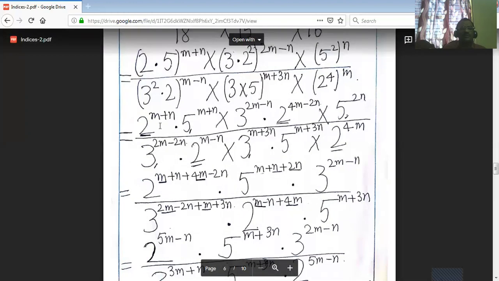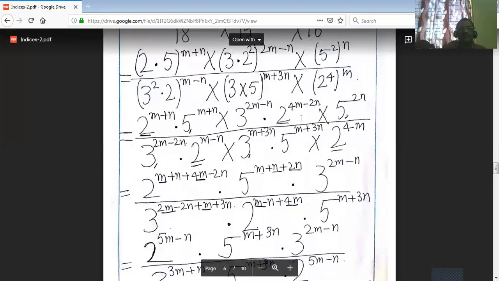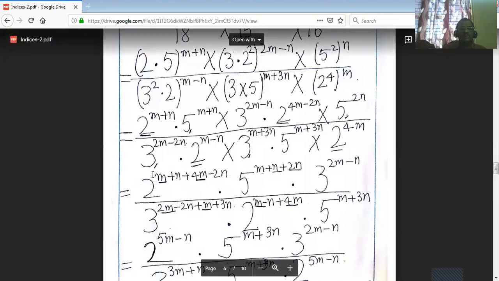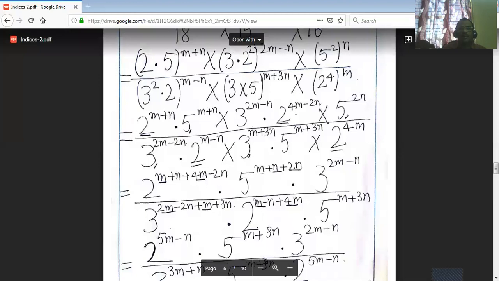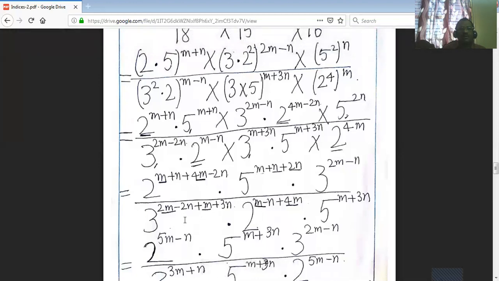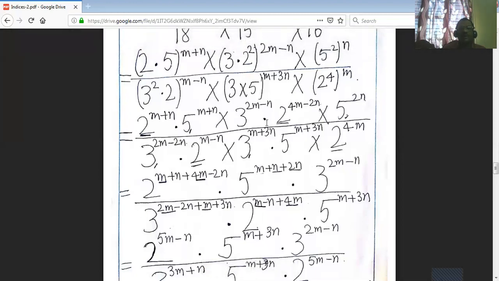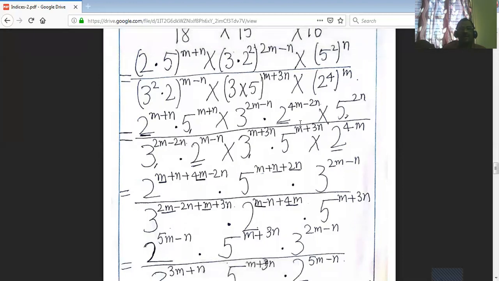2 to the power of m plus n. Again, you have one more 2 base here, 2 to the power of 4m minus 2n. Look at this, 2 to the power of m plus n, again plus 4m minus 2n. Similarly, 5 to the power of m plus n, here 2n is there, m plus n plus 2n. Now 3 to the power of 2m minus n, as it is.